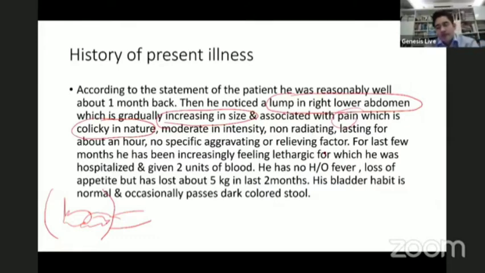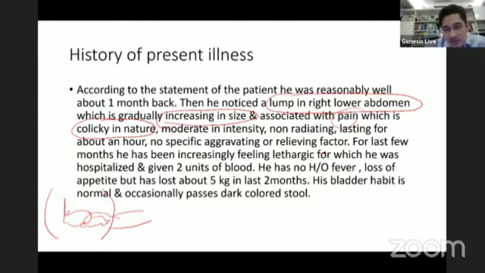Now, remember what is going through your mind. Whenever you get a case of right iliac fossa lump, the first three diagnoses in your mind are probably appendicular lump, ileocecal tuberculosis, and carcinoma cecum. So you have to take the history according to the differentials that you are thinking. What happens most of the time, you take a history without thinking, and then the history becomes very haphazard.